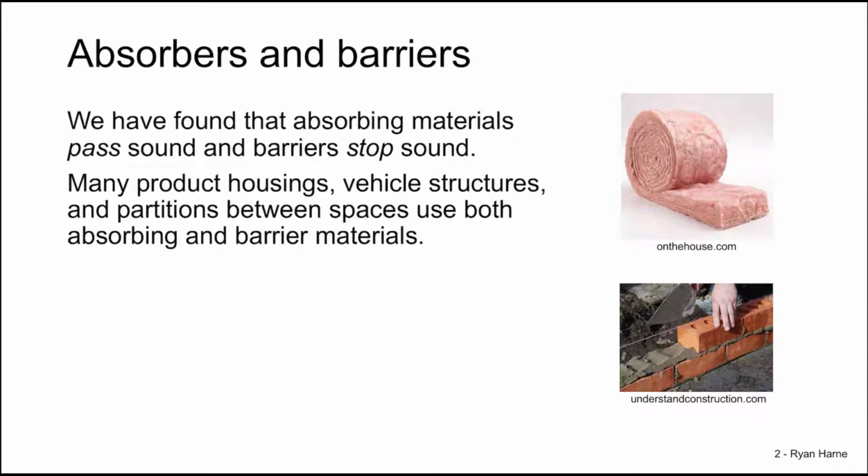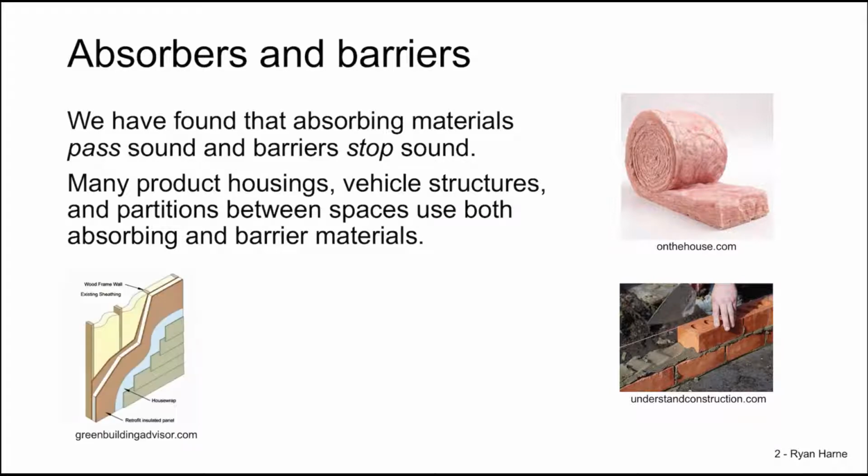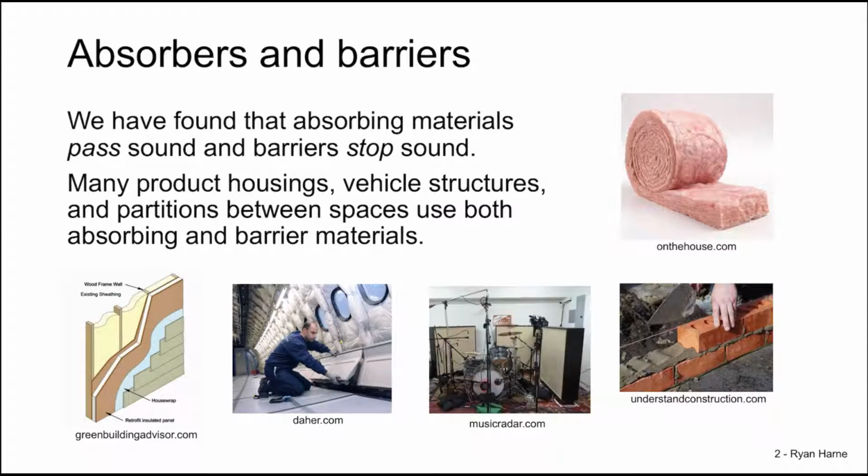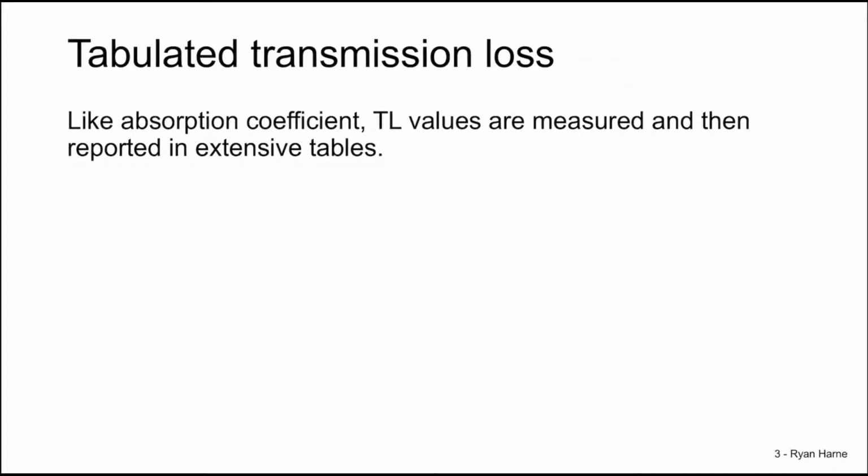But when we look at common products, vehicles, or partitions, we see the combined use of absorbing and barrier materials. For instance, in how building walls are constructed, in how aircraft frames are designed, and in the use of recording studios, high absorbers in the room, and a wall that's extremely rigid to stop the sound from radiating outside. So how are materials used in combination like this?